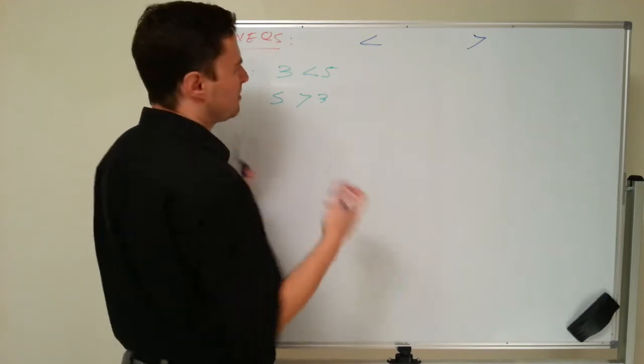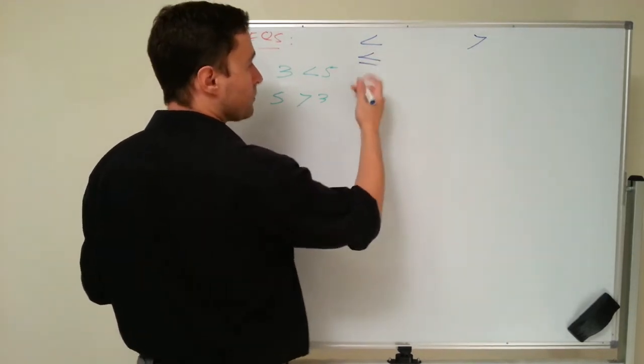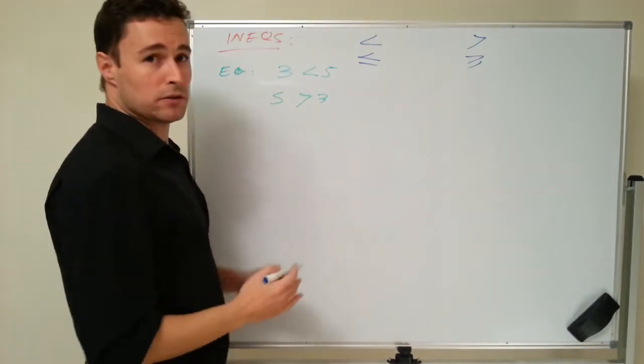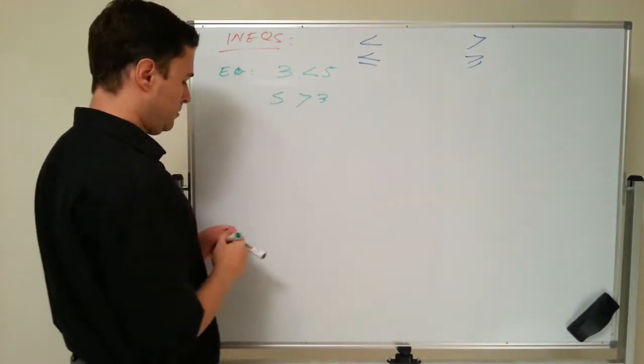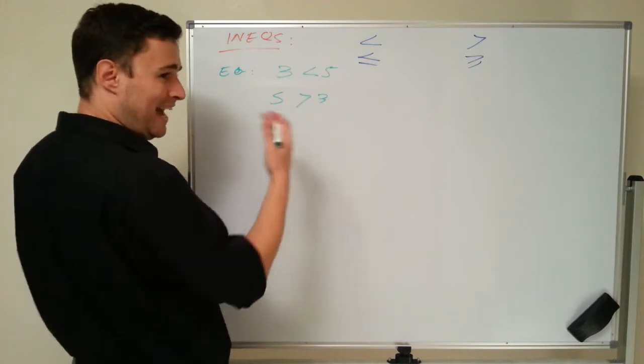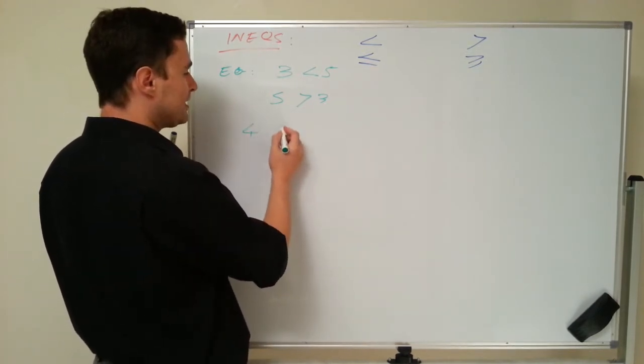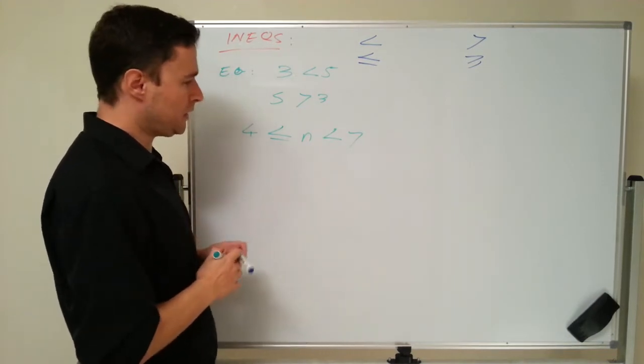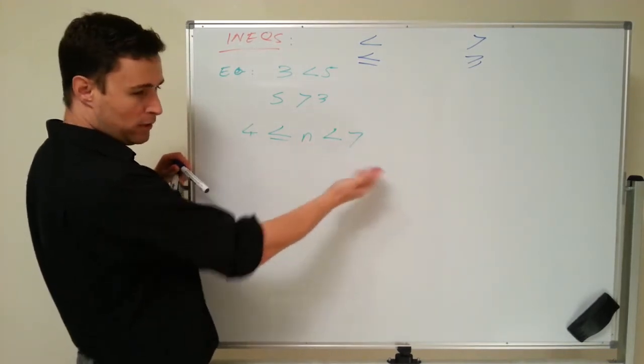Now the only new ones, if you want to call it that, but you've probably seen these two, are less than or equal to and greater than or equal to. So what? That doesn't mean anything. It just means that I can add on to this. We've got 4 is less than or equal to n, which is less than 7. Well, what does this mean? This means n is between 4 and 7.